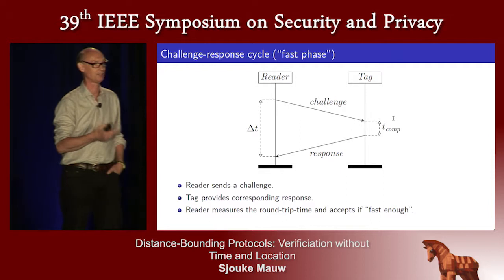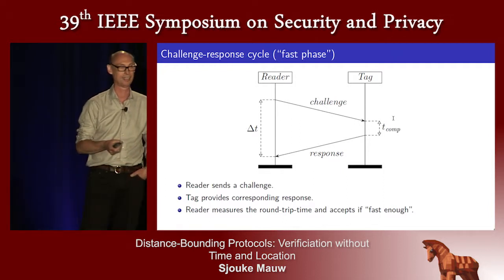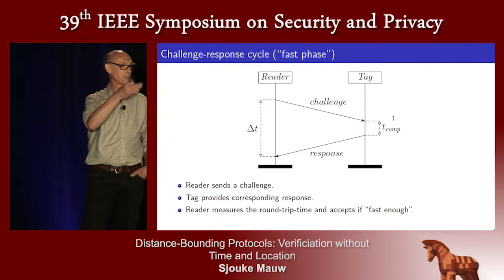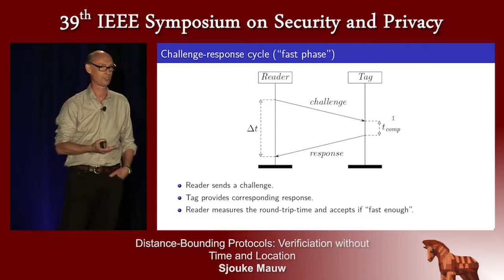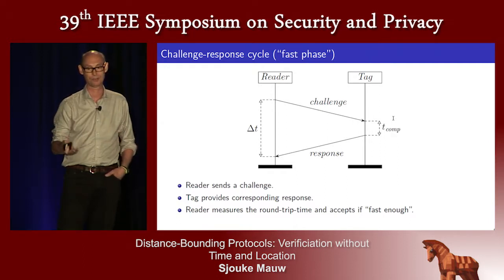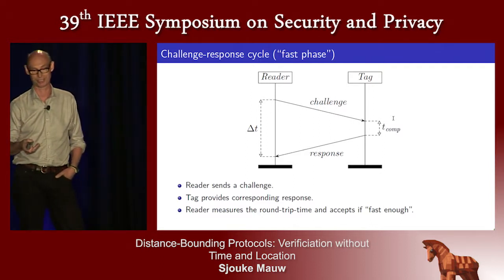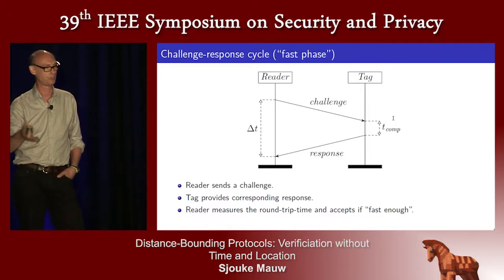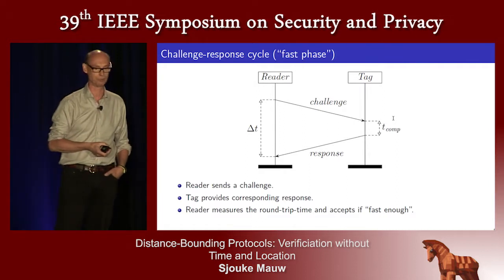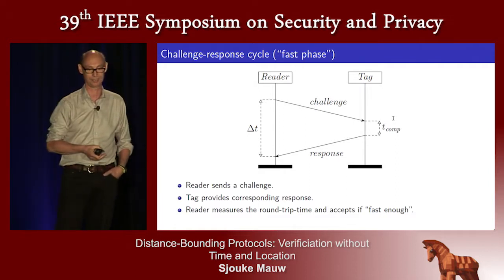So the fast phase is the interesting part of the protocol, where we see that there's a reader who starts by making up a challenge, which is probably a fresh random challenge. And this challenge will be sent to the tag in order for the tag to calculate the correct response to this particular challenge. The calculation of that response will take some time, let's call it tcomp, and then it sends it back to the reader, and in total the whole round trip time will be measurable by the reader because he has set a timer, and he is checking the timer after receiving the response.